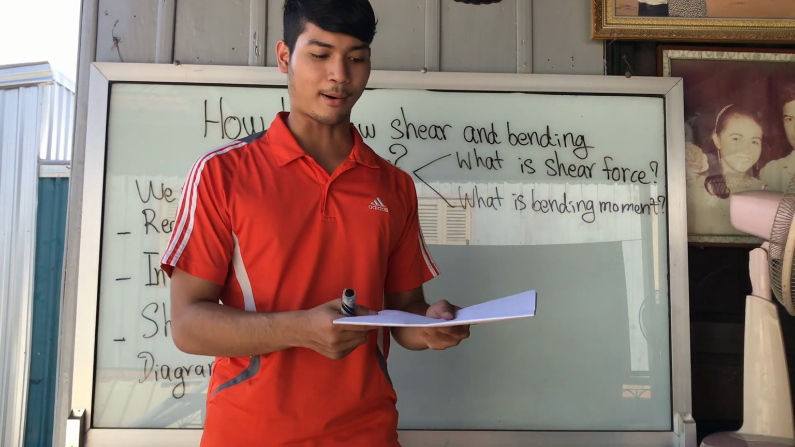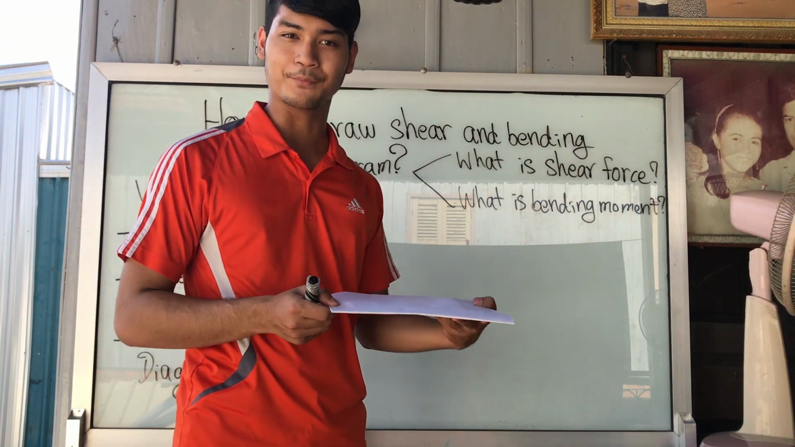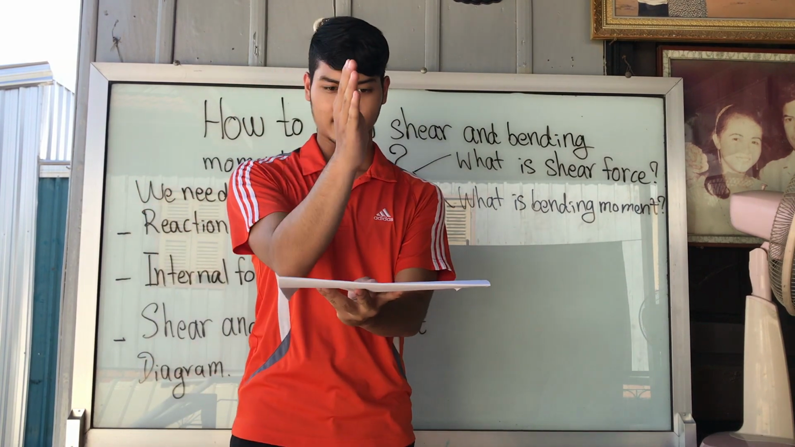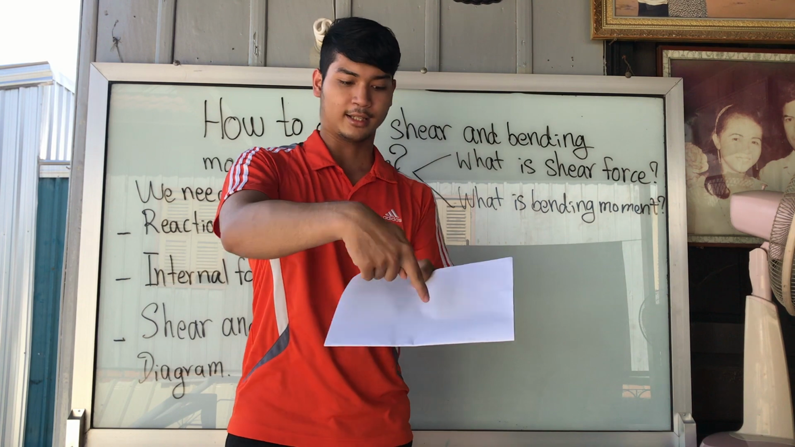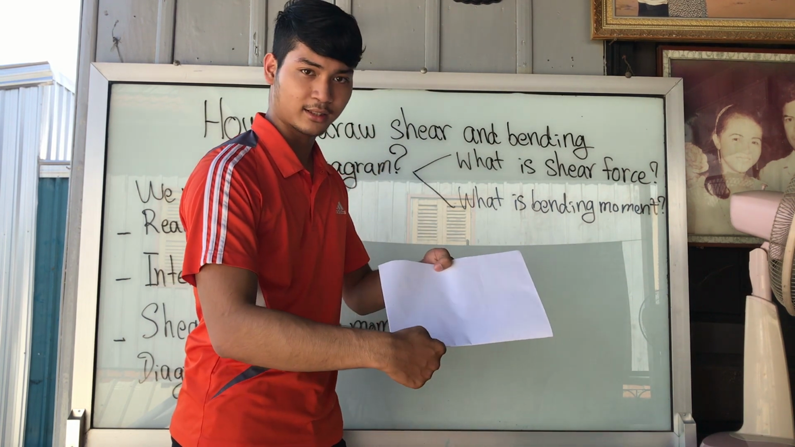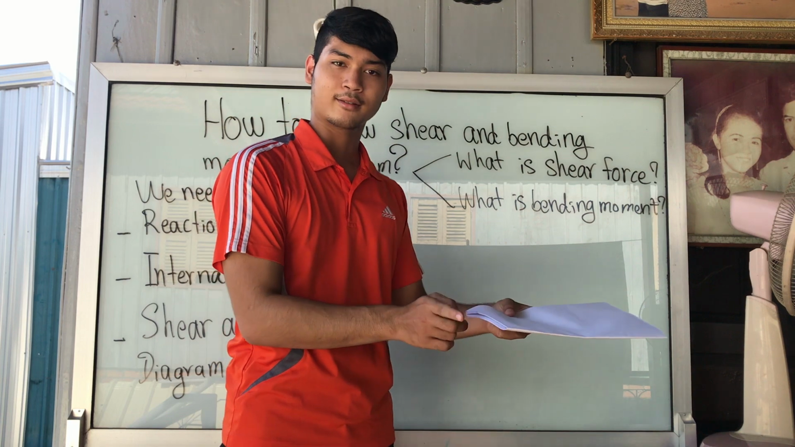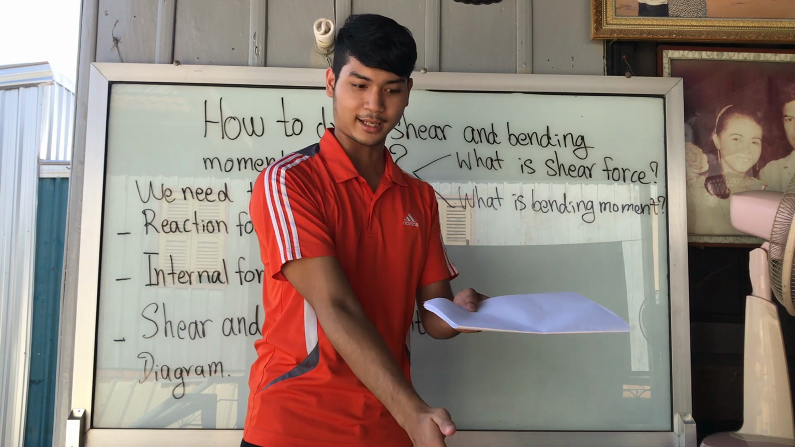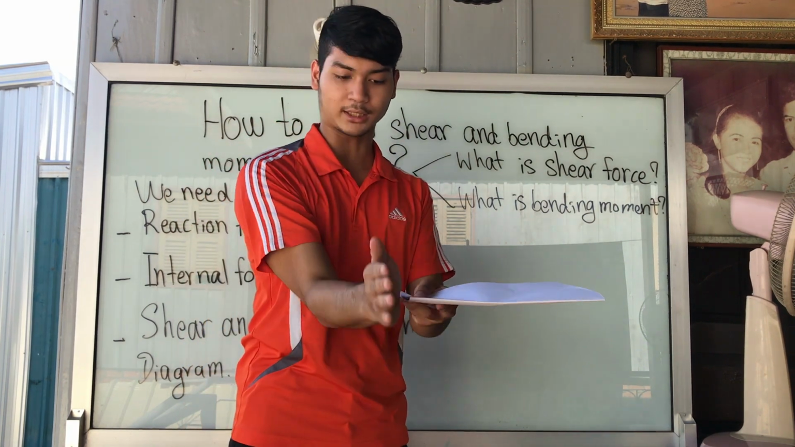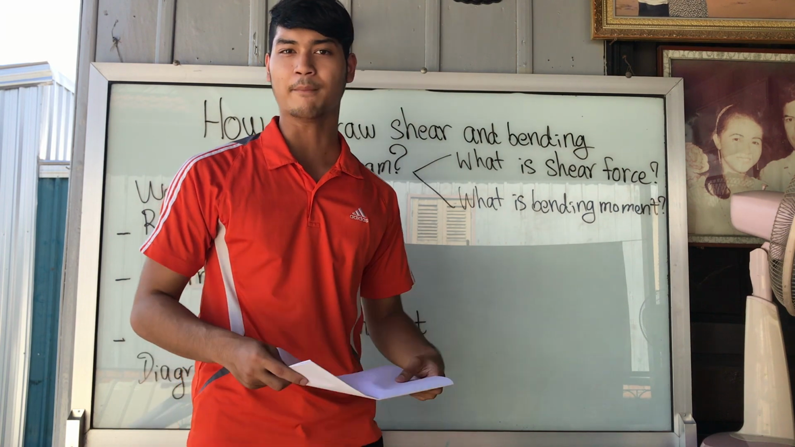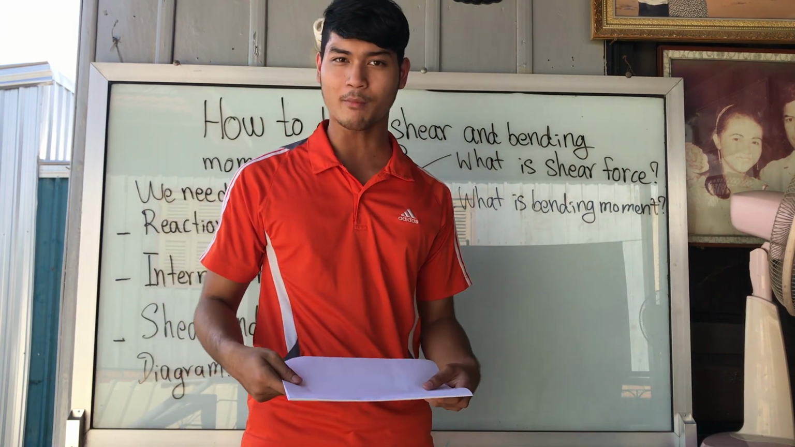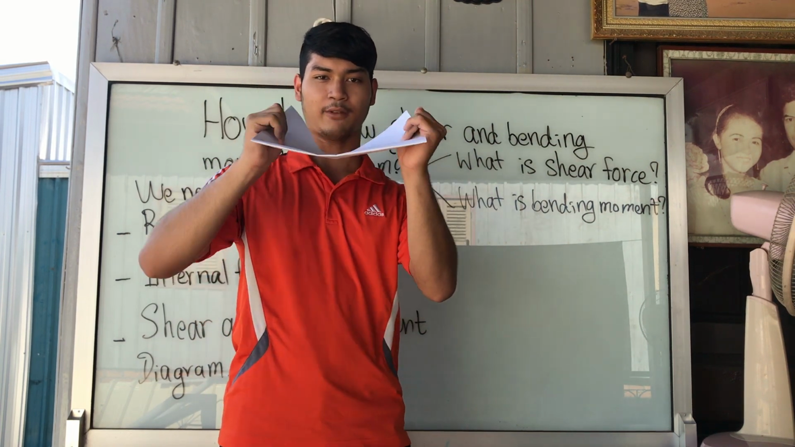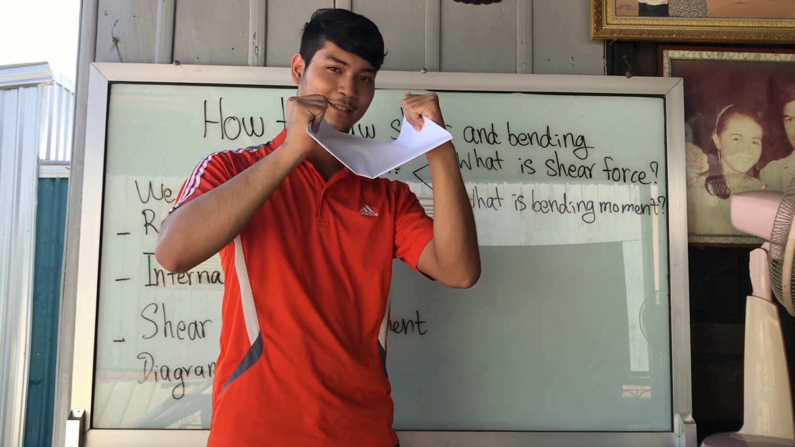Here, for example, this paper is a beam. If I cut it vertically, this area surface will transform into the surface. I cut it like this. So the force I cut it vertically is called shear force. And the bending moment: for example, this paper is a beam. If I apply force like this, it will bend just like this, as you can see.